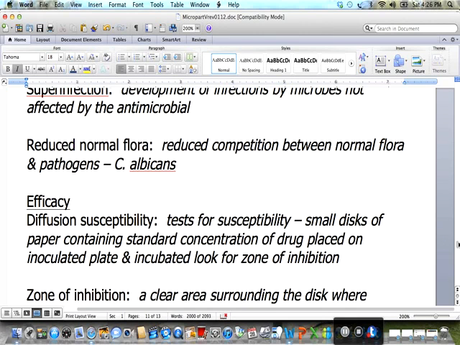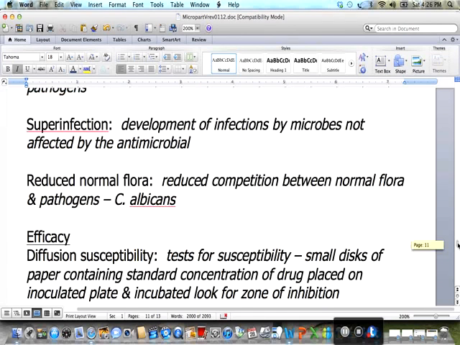Candida albicans is an example of an organism whose growth frequently gets out of hand with reduced competition from the flora. This is commonly seen after taking an antibiotic for something like a urinary tract infection, where frequently females will end up with candida or yeast infections following.